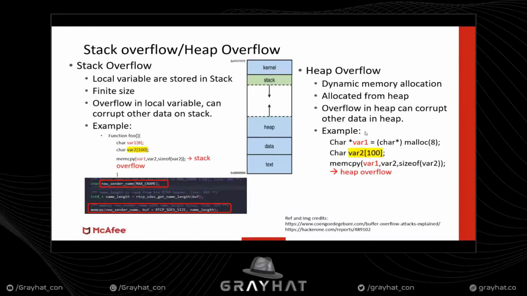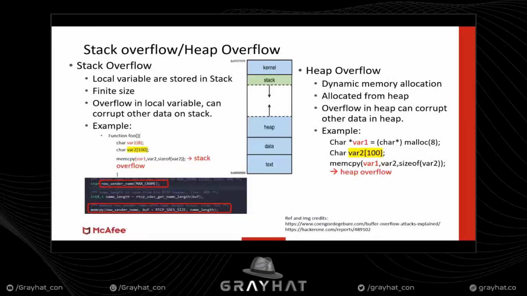A very simple example of heap overflow is shown over here. As you can see, variable 1 stores the dynamically allocated memory of size 8 using malloc, and there is another variable, variable 2, of size 100. Then there is a memcpy function call which copies variable 2 data to variable 1.